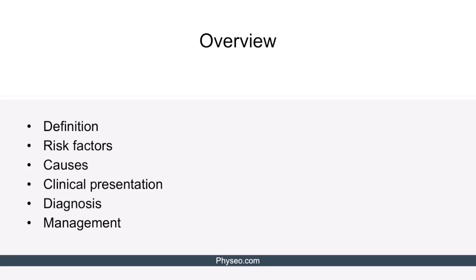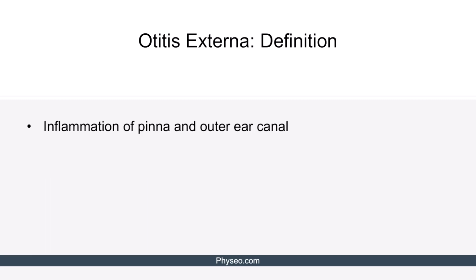Let's begin. In this lecture, we'll discuss otitis externa and otitis media. Let's start with otitis externa. Here's the overview slide of the topics we're going to discuss for otitis externa. Otitis externa, as the name implies, is an inflammation of the pinna and the outer ear canal.